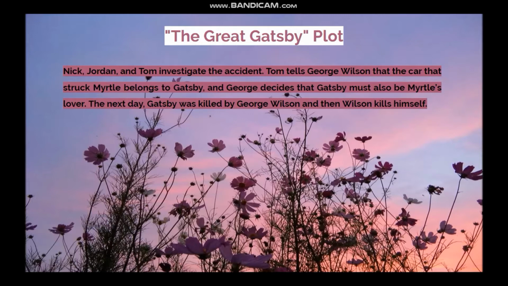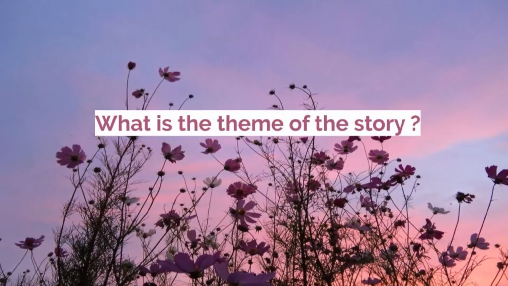From this plot, we can say that The Great Gatsby has a progressive plot where the events in the story are arranged chronologically. The Great Gatsby uses many different themes. The themes are the American dream, class, and also love and marriage.